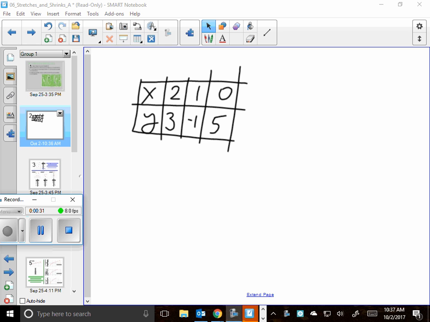Now, unless it says to graph them, you don't have to. But some kids like to, because they understand it better by graphing it and making it like a picture and connecting the dots. But you don't have to do that. It's just a thing you could do if you want.